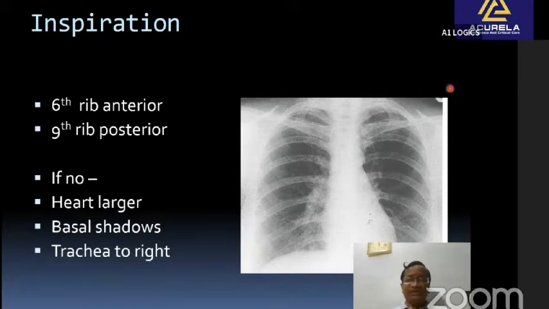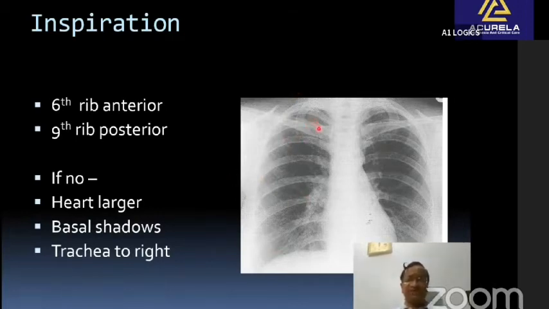Now, I will check whether the X-ray is taken in inspiration or expiration. We want the X-ray just in inspiration. The sixth rib anteriorly should be seen. First, anterior. This is anterior, this is posterior. Anterior: 1, 2, 3, 4, 5, 6. So this is okay. This is taken in inspiration.